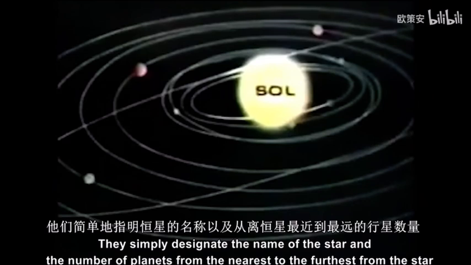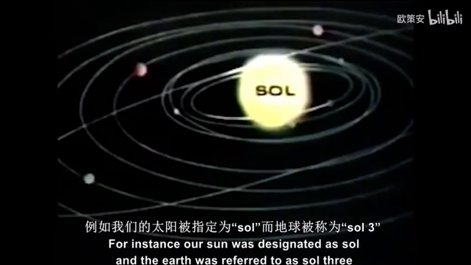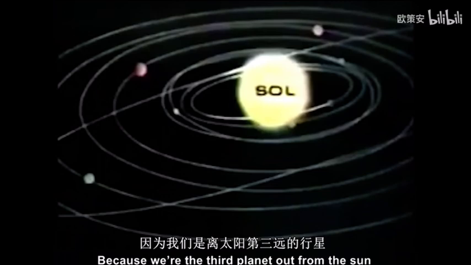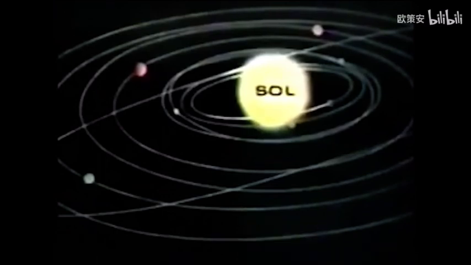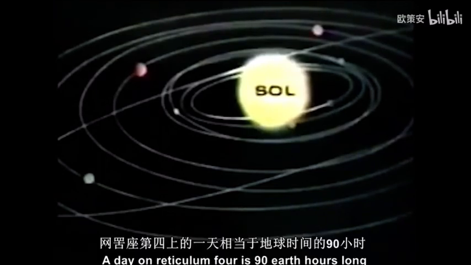This is the way star systems were referred to in these reports. They simply designate the name of the star and the number of planets from the nearest to the furthest from the star. For instance, our Sun was designated as Sol, and the Earth was referred to as Sol 3 because we're the 3rd planet out from the Sun. A day on Reticulum 4 is 90 Earth hours long.